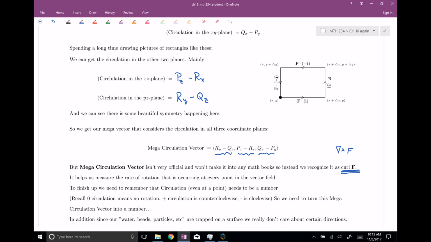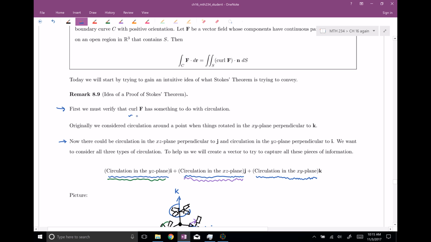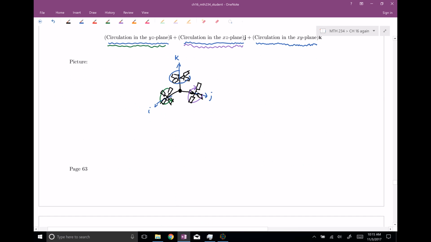And so in fact, our first goal here was I wanted to say that curl has something to do with circulation, right? Curl of F has something to do with circulation. So curl is actually embedding all of this circulation information as the 3 components of its vector.